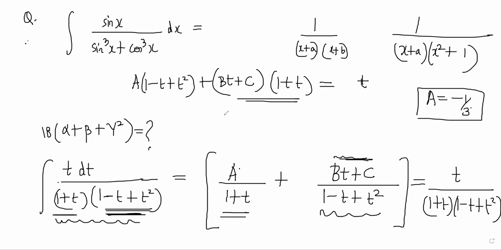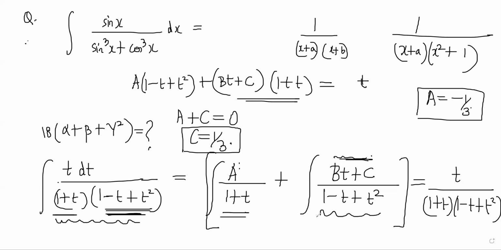Similarly, if you put t as 0, you will get 1. So A and C times 1. So C is clearly 1 by 3. A is minus 1 by 3, C is 1 by 3. Now you can put anything else, t as 1, to get B. Once you know all the three terms, you know the partial fraction. This can be easily integrated. This can also be easily integrated.